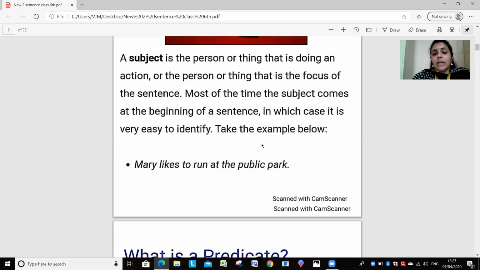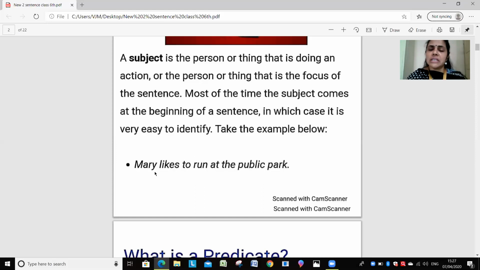In this group of words, Mary is a subject, a person, and she likes something. What is the verb used for her? She likes something to do. And what is that something to do? It's to run at the public park. So who is the doer of the action here? It's Mary, and we are talking about Mary. We are not interested in the park or what she likes, or what she may like.